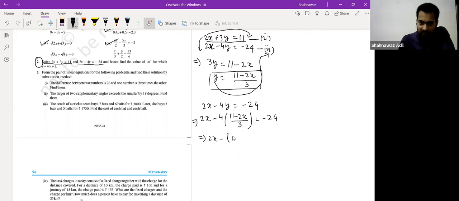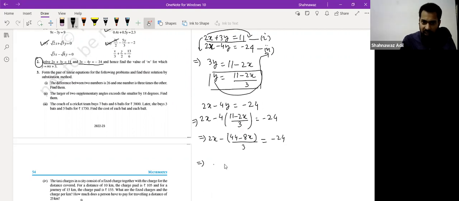In 44, bracket, 44 minus 4 to the 8x, by 3. We have to keep this bracket here because there is a minus sign. So the sign will change when we take the LCM. So first we have to keep this bracket here. That is why I keep these brackets. Okay, so this is minus 24.